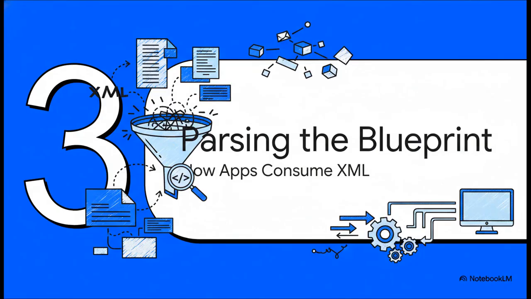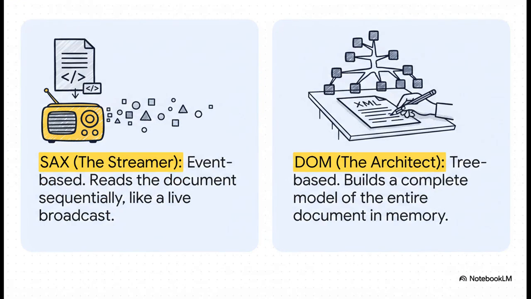So we have a valid document, the names are clear, the rules are strict. Now, how does a software application actually read and process all this information? Well, that's where a special tool called a parser comes in. And there are two main ways to do this. Think of it like this. On one hand, you have the SAX parser, which is like the streamer. It's like listening to a live radio show. It processes data as it comes in, it's super fast, uses very little memory, but you can't rewind.